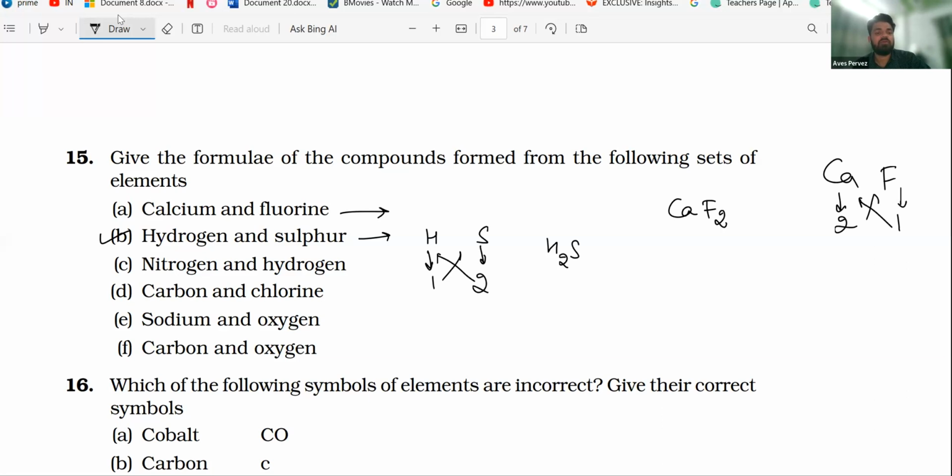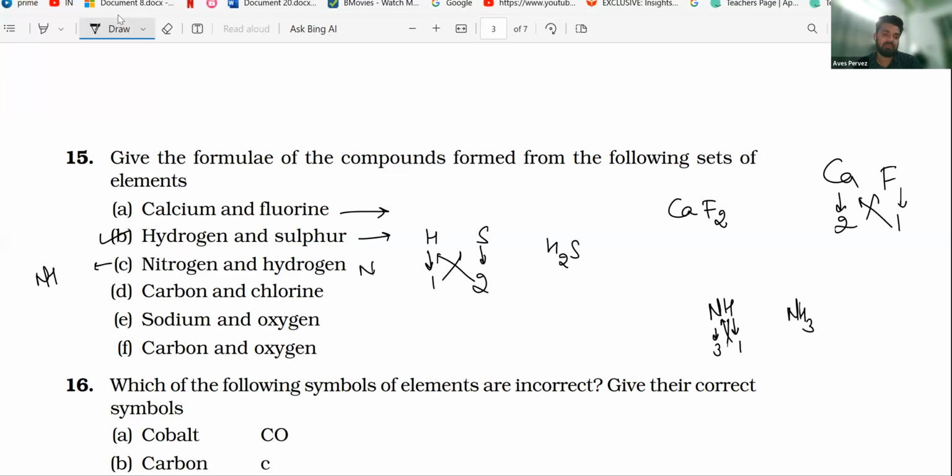What's the formula of nitrogen and hydrogen? NH3. Yes, it is correct, because nitrogen has valency 3 and hydrogen has only 1. So you cross multiply these two, you will get NH3. This is correct, NH3.